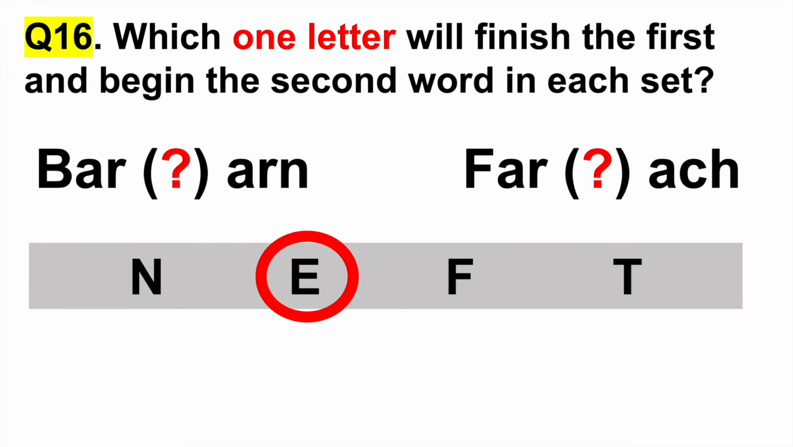It's the only one that finishes the first word and begins the second in both sets. So if we put the E there, we get the word bear, B-A-R-E, and earn, E-A-R-N. And on the right-hand side, the second set, we get the word fare, as in bus or train fare, F-A-R-E, and also the word each, E-A-C-H. None of the other letters will work.